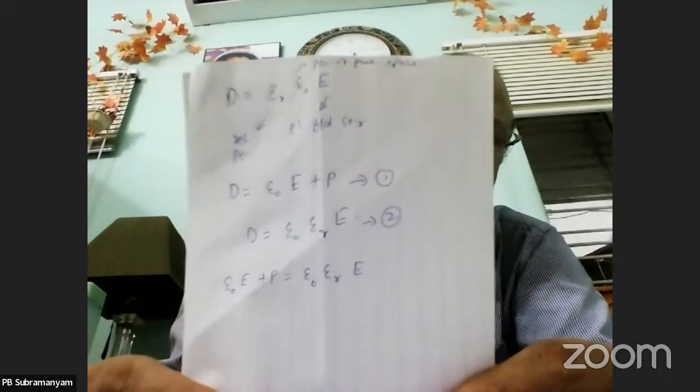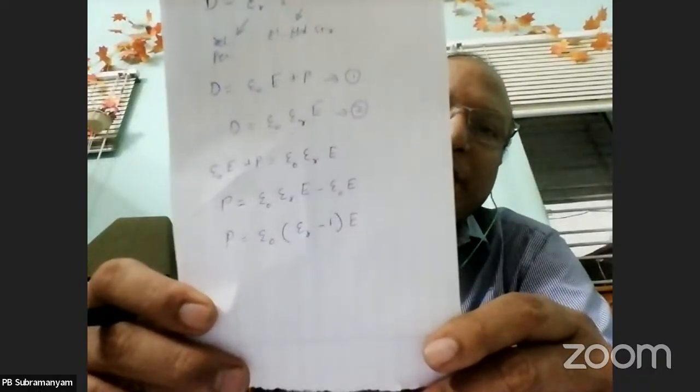Then further we write P as epsilon r epsilon naught E minus epsilon naught E. In the next step, epsilon naught is taken as common, giving epsilon naught times epsilon r minus 1 times E. So P equals epsilon naught times (epsilon r minus 1) times E. This is the relation, and we must remember this equation. There are so many definitions.